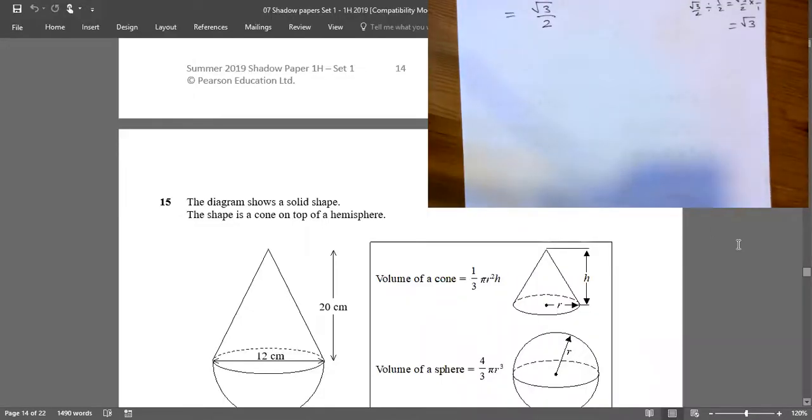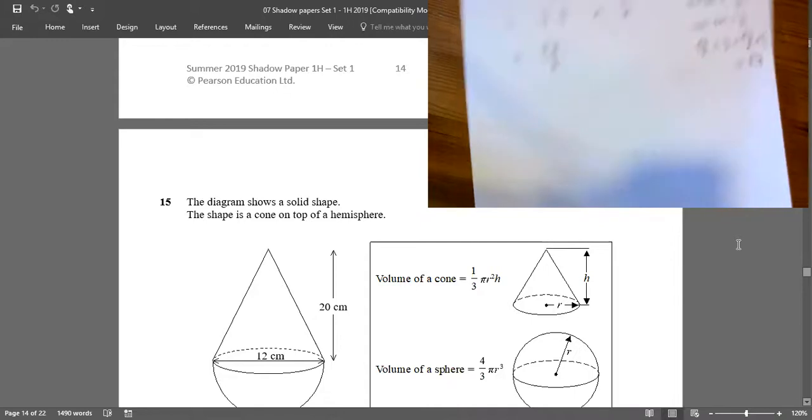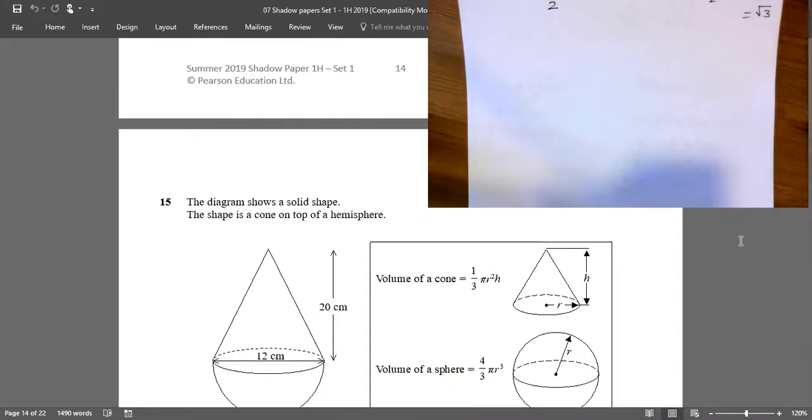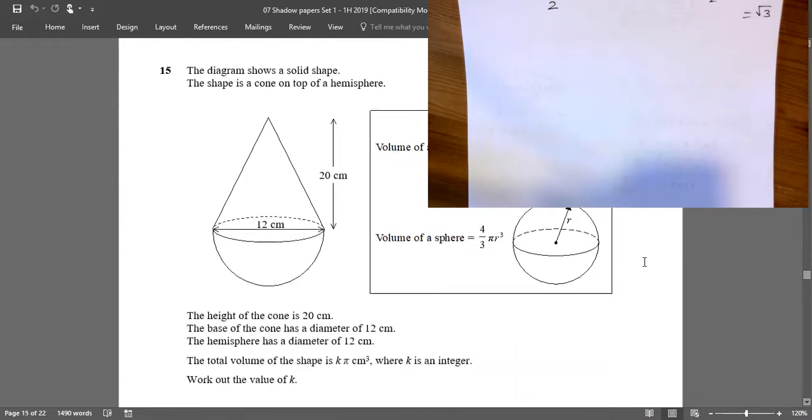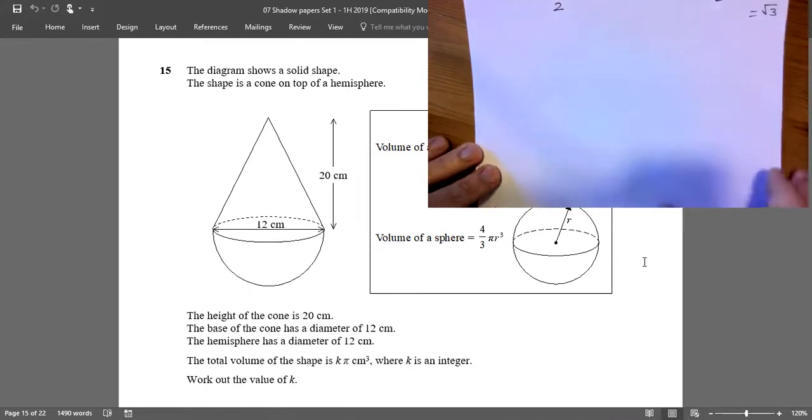So question 15. The diagram shows a solid shape. The shape is a cone on top of a hemisphere. Okay, so it gives you the formulae. Volume of a cone is 1/3 pi r squared h, and volume of a sphere is 4/3 pi r cubed. The height of the cone is 20. The base of the cone is 12. The hemisphere has a diameter of 12. The total volume is k pi centimeters cubed, where k is an integer. Work out the value of k.